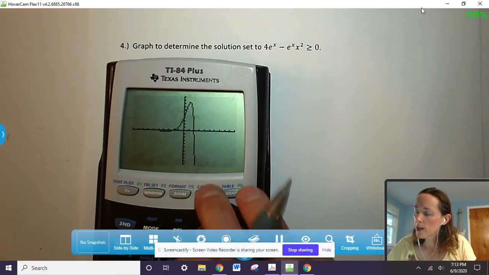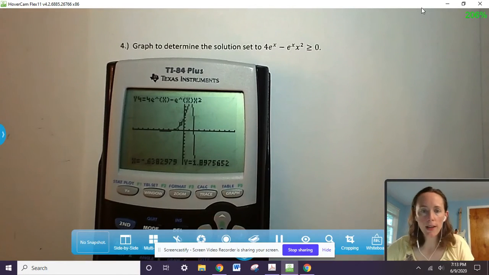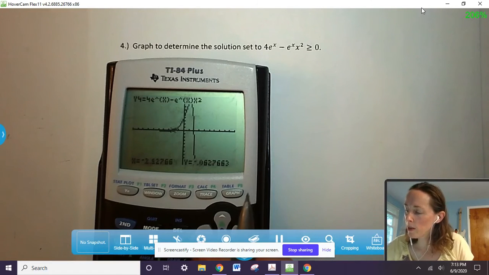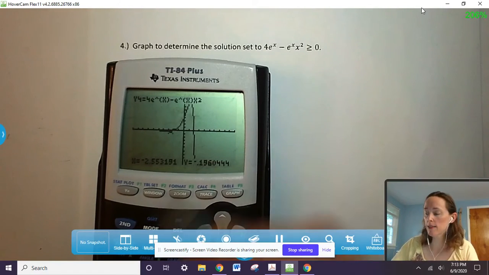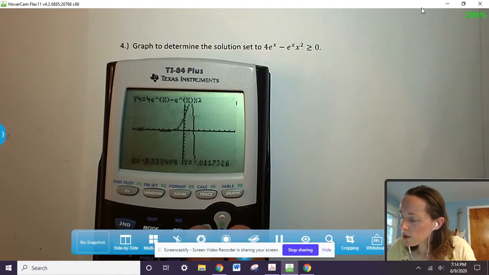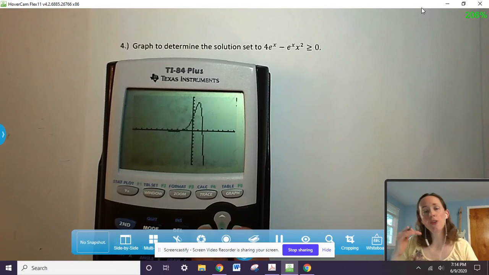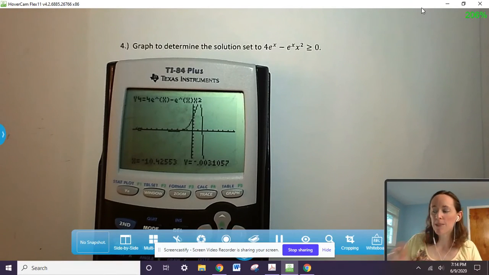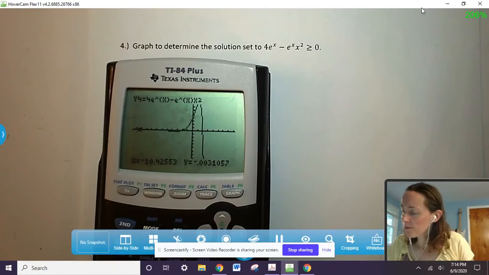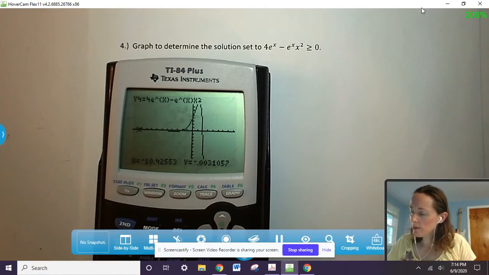So if we hit trace, we can kind of look. See, my y value is positive. As I keep going to the left, it actually crosses over and becomes negative. So I'm below the x-axis now. And then if we look, the x value continues to be negative. And it's getting closer and closer to 0, but it's actually going to stay below the x-axis forever. That's because of that e to the x being involved. There's actually an asymptote in there. So let me go back to Zoom Standard.